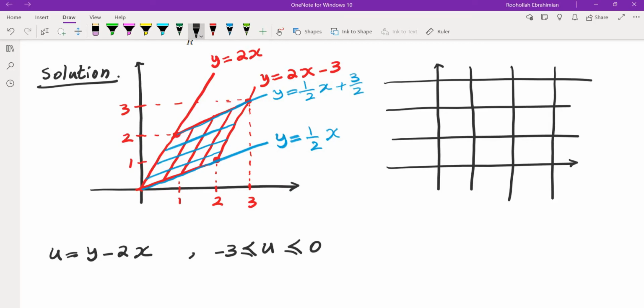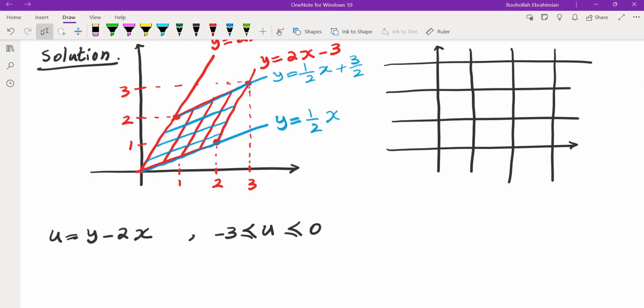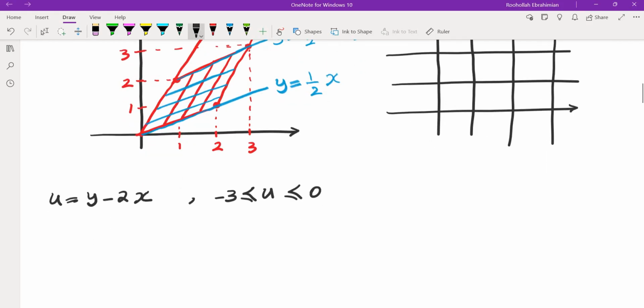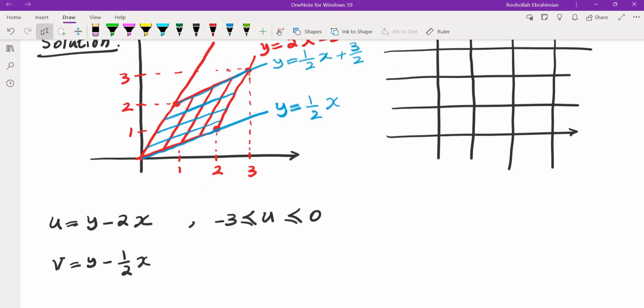So what would be a good variable for the other one? Well, if you think about these blue lines, they go from y minus 1/2 x equals 0 as the bottom one to y minus 1/2 x equals 3/2 as the top one. So these are the blue lines, the parallel blue lines. So this is a change of variable that we're going to use.